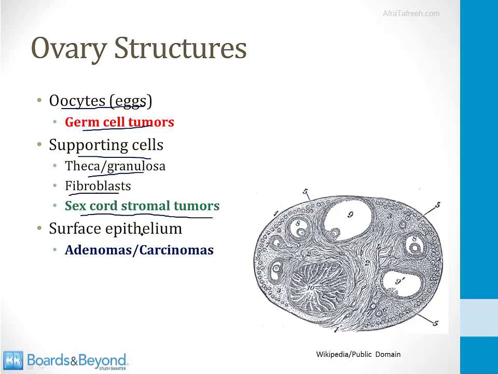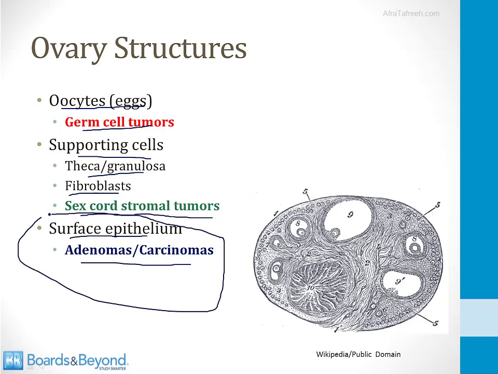And then the ovary also has a surface epithelium that surrounds the ovary, and this leads to adenomas and carcinomas. These are actually the most common type of ovarian tumors, and I talk about these in another video, but in this video we'll focus on the supporting cells.